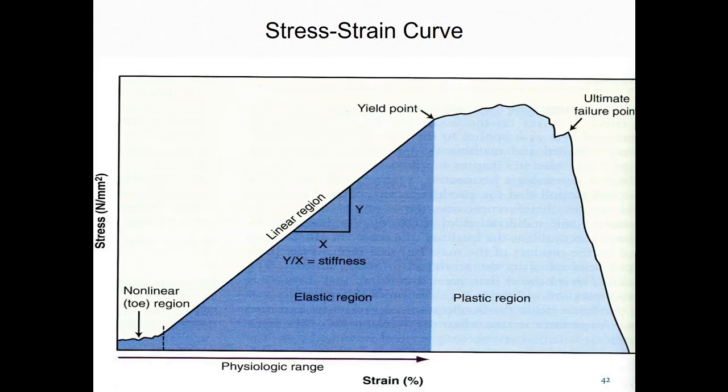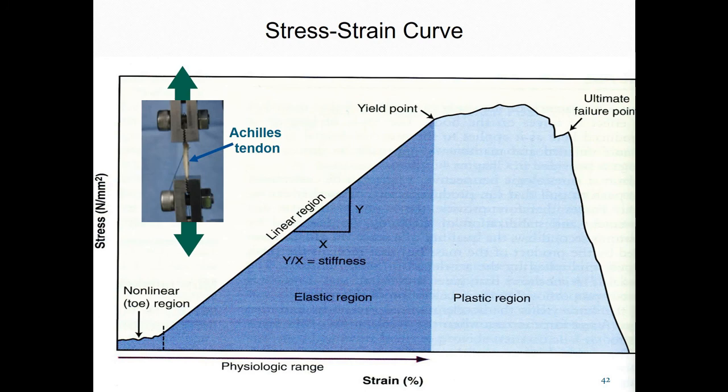Many important functional properties of a material are revealed in its stress-strain curve. Here we have the stress-strain curve that we would expect to see for a tendon that has been stretched to the point of breaking apart, to its point of mechanical failure. Data like this is typically obtained in experiments in which a sample of tissue, here we see a sample of Achilles tendon, is gripped at either end and progressively distended.